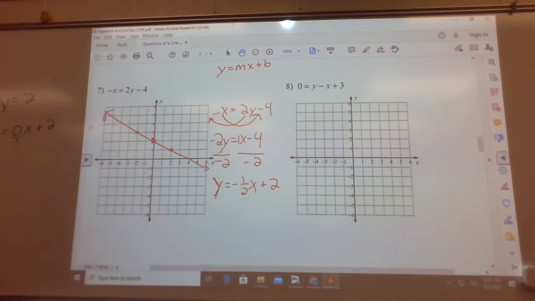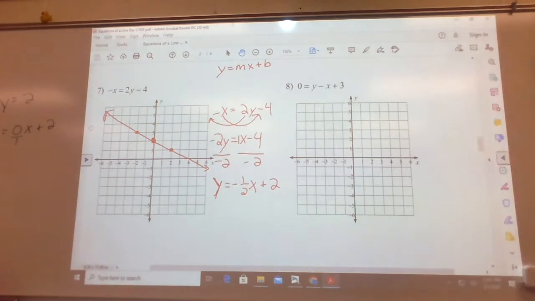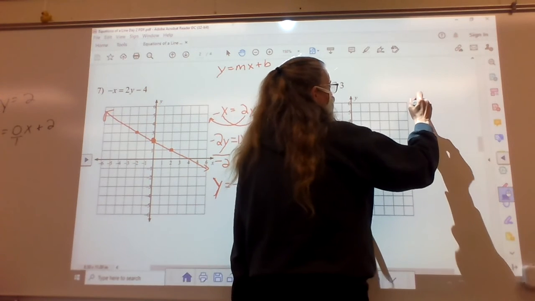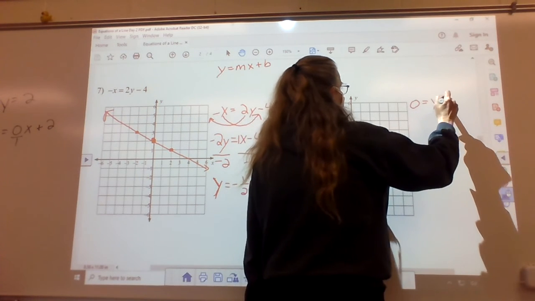Negative slopes go downhill, positive slopes go uphill. One more to go. Again, let me write it over here. 0 equals y minus x plus 3.